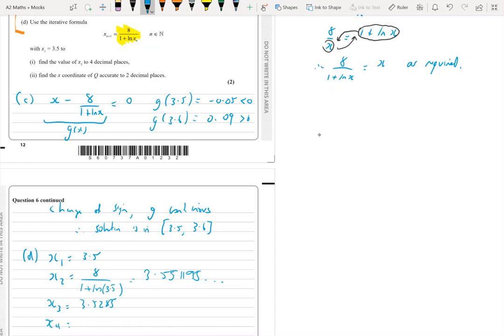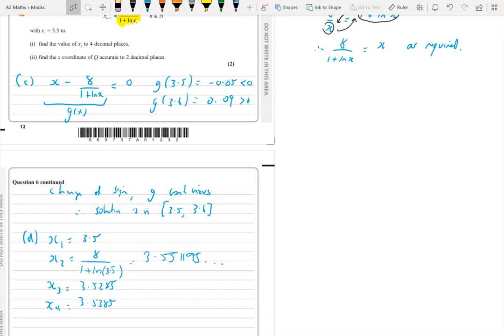x4 is the next one, 3.5385. And the question wants x5, which is the next one, which is 3.5340. That's the one this question wanted. And we have given it to 4 decimal places, which was the accuracy asked for in the question.